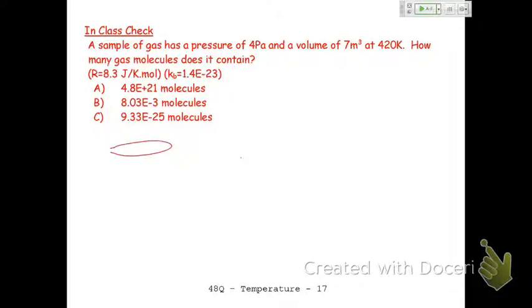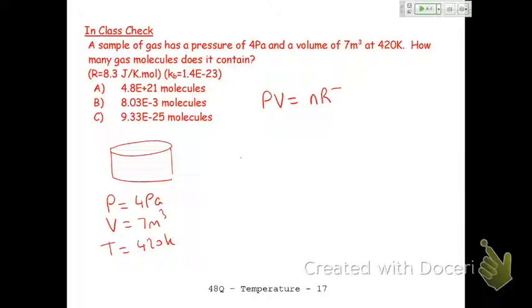So a sample of gas has a pressure of that. So here's our sample of gas. And our P is equal to 4 Pascal. And our V is equal to 7 meters cubed. And our T is equal to 420 K. How many gas molecules? So PV equals nRT. That's not the one I want. PV equals big N KBT.